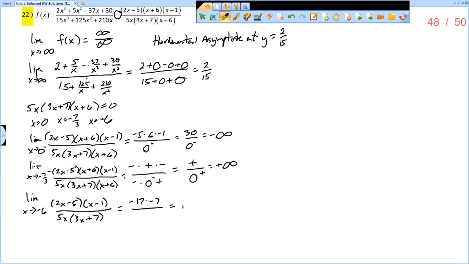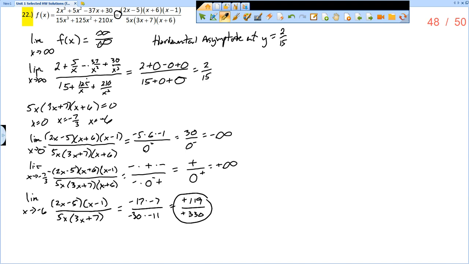So the numerator is going to be positive, right? 7 times 17. So that's going to be 70 plus 49. So 119, right? Divided by, the denominator. Now I get 5 times negative 6, so negative 30, right? Times 3 times negative 6, so negative 18 plus 7 is negative 11, right? So this is going to get me positive 330, right? And so positive 119 over positive 330.